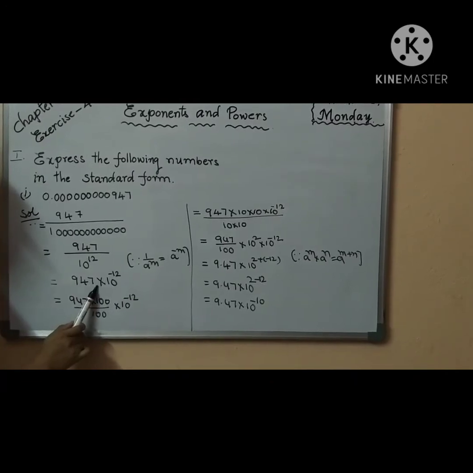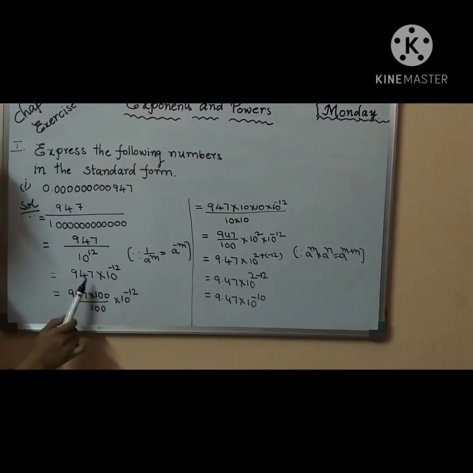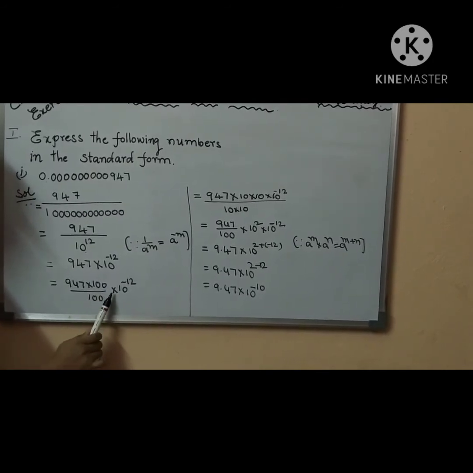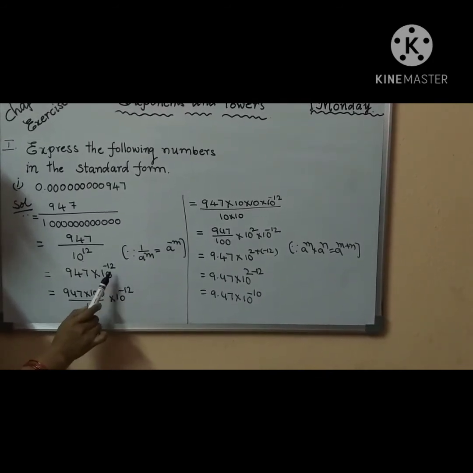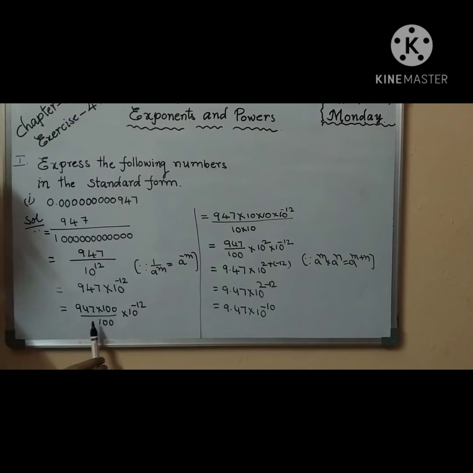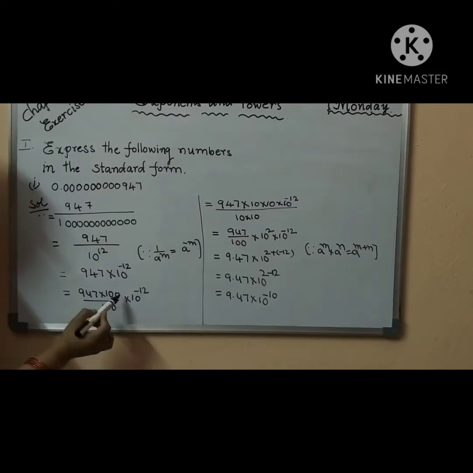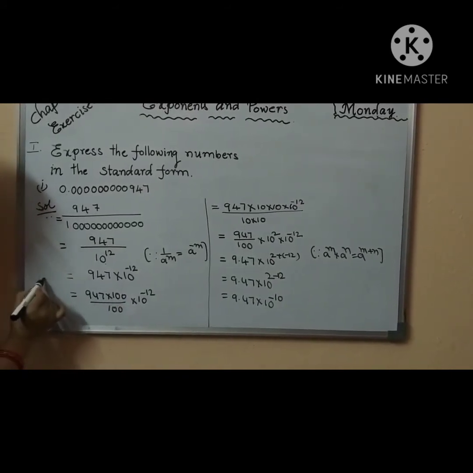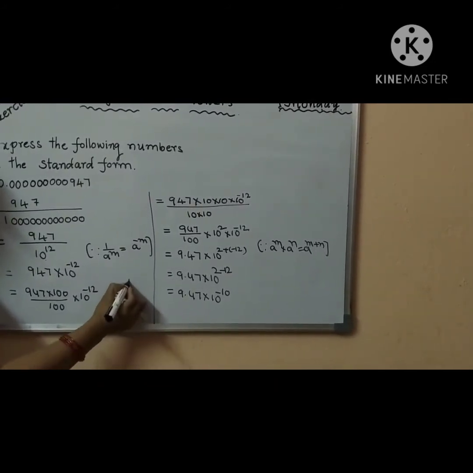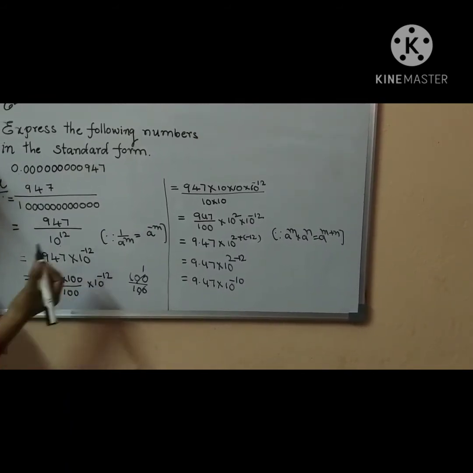So 947 into, comparing the laws of exponents, 1 by a power m is a power minus m. So here write 10 power minus 12. 947 into 100 by 100 into 10 power minus 12. Up to here also okay, but it is a standard form. Express the following numbers in the standard form. So here multiply and divide. 100 by 100 cancellation one time, so 1 here. 947 into 1 as usual, 947 into 10 power minus 12.